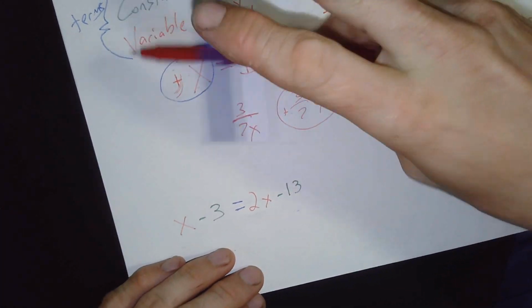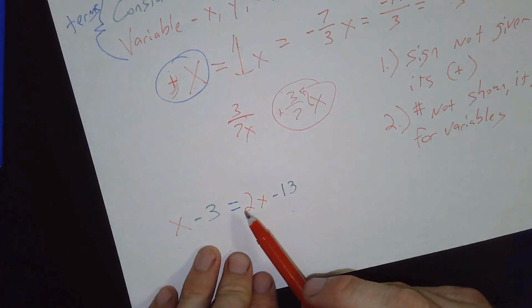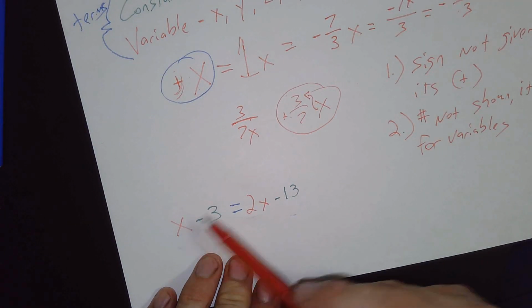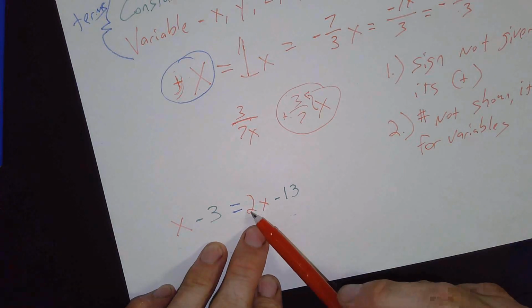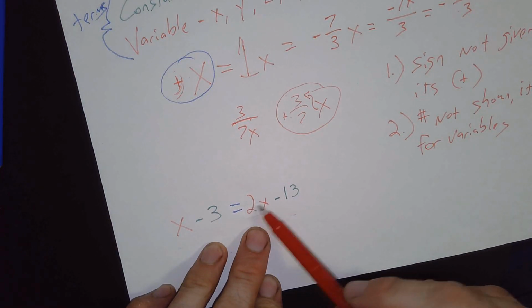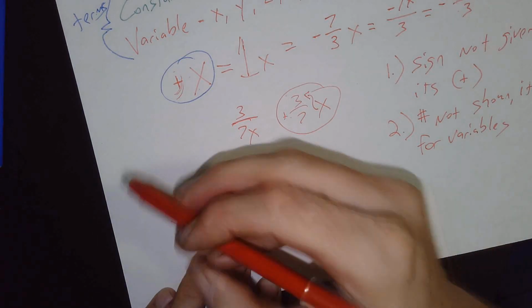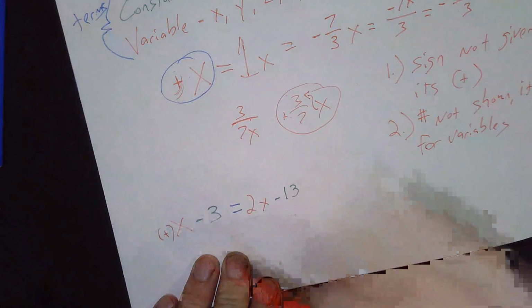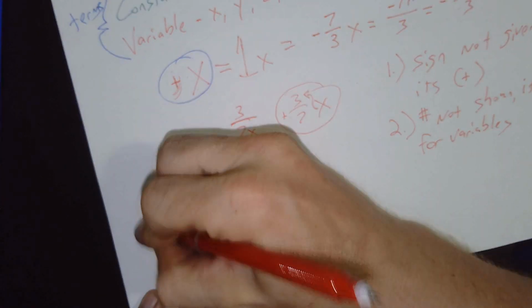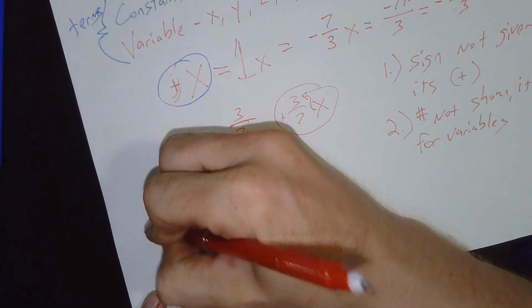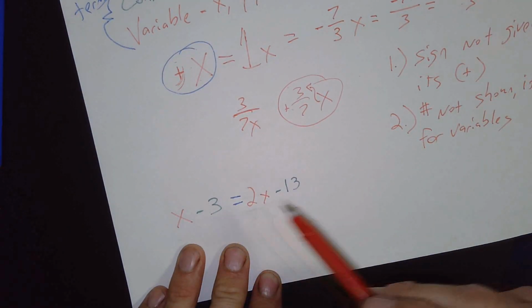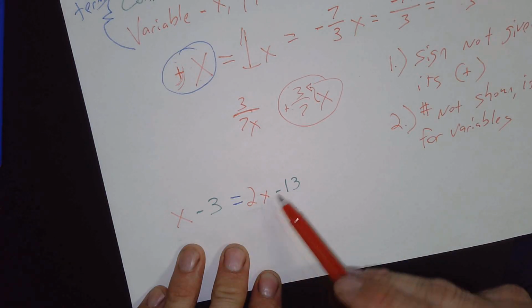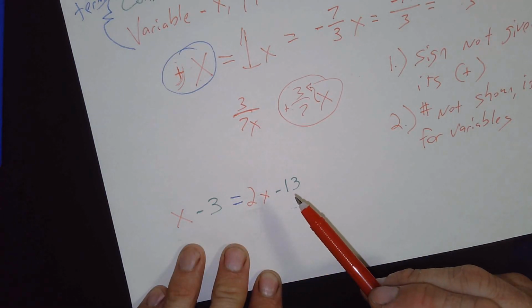Okay? So I'm going to take my x's and get my x's isolated over here, because 2x is bigger than x. Remember, this is a positive x, because it's not shown, right? So to get rid of x on this side, I need to subtract x from both sides.